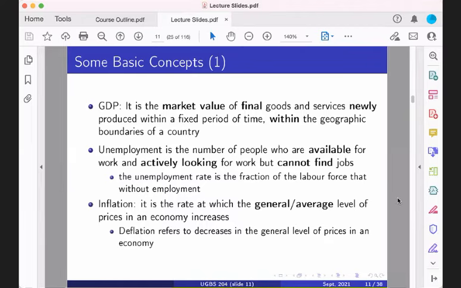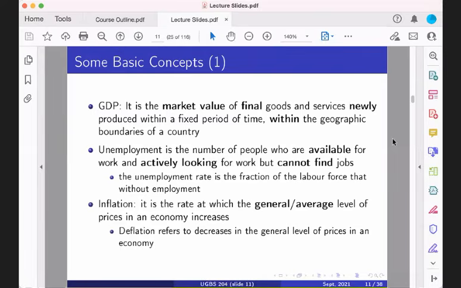So the opposite of inflation is what? Deflation. It refers to the decrease in the general level of prices in an economy. These are some keywords that you should be familiar with. In fact, for most of these keywords, we'll take them one after the other and try to understand them much more.